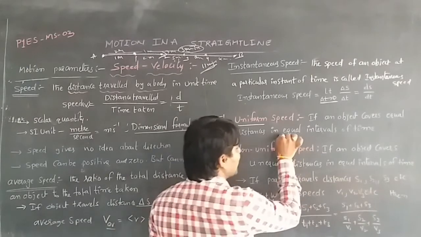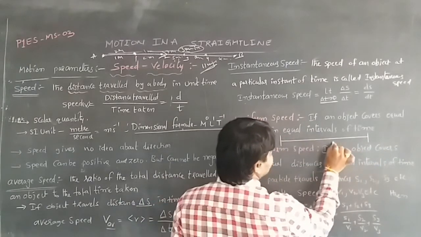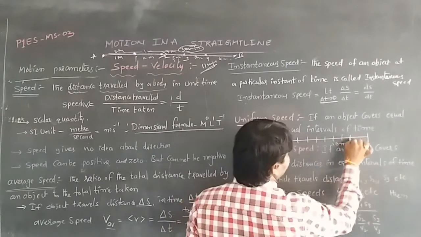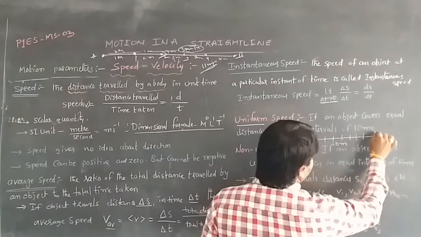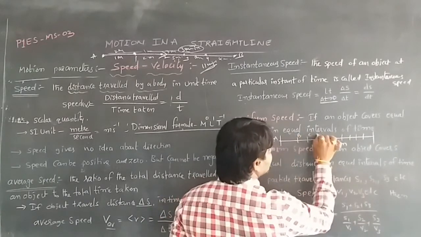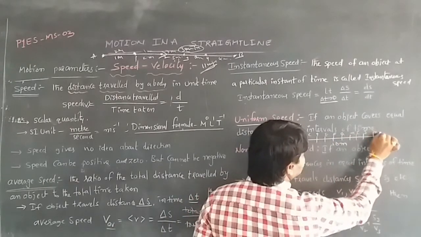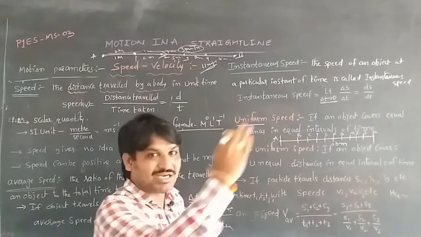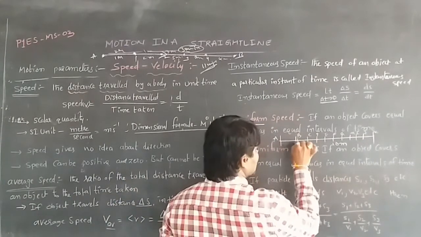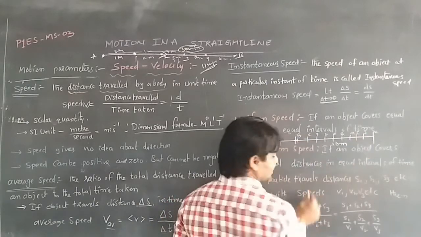If the body is traveling from this place to this place, consider it to be 10 meters: 1, 2, 3, 4, 5, 6, 7, 8, 9, 10. It is moving through the points A, B, C, D, E, F, G, H, I, J, K, with the distance partitioned equally. So if the body travels from A to B, it has taken that 10 meters distance.